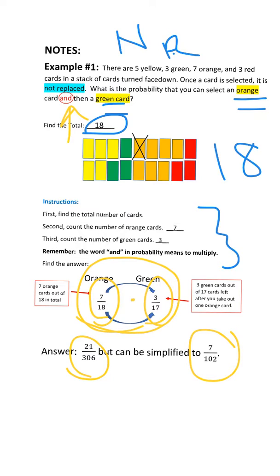Again, keep in mind the words in the word problem. Sometimes the cards are going to be replaced or not replaced, so be careful with that. Also, if the word orange goes first, we're going to set orange up first, as we did here. So orange was first, and then green. Make sure you're setting up your proportion as the word problem states.